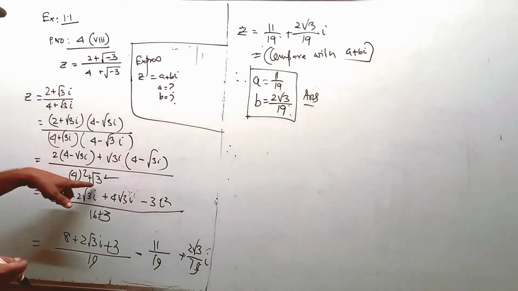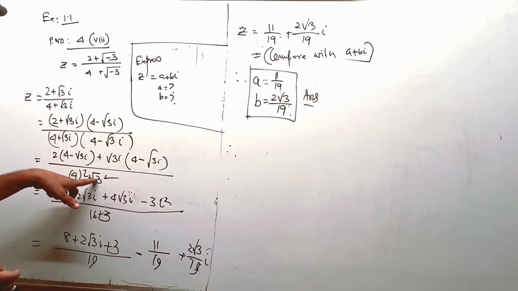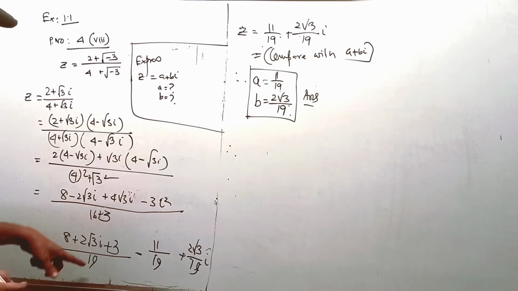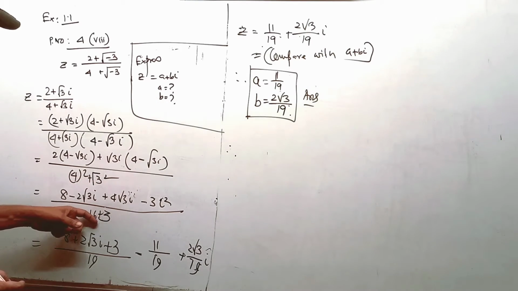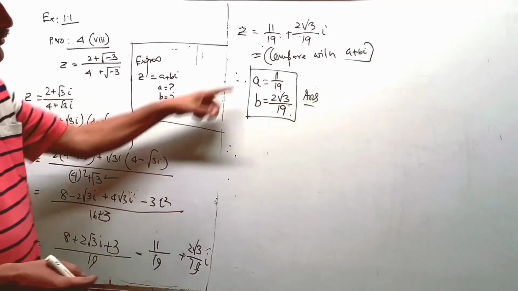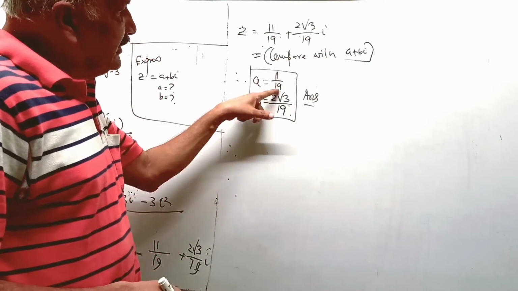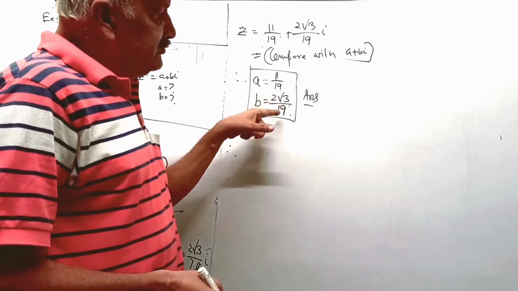Earlier we have made a little mistake. It was 3a square, but actually it is supposed to be root 3 a square. So root 3 a square will give 9 and 16, 25. Instead of this, 16 plus 3 equal to 19. So 11 by 19, 2 root 3 by 19. So finally we are getting a equal to 11 by 19, b equal to root 3 by 19 is the answer.